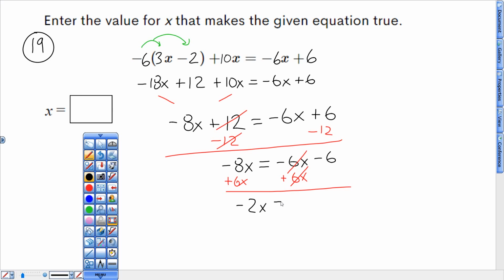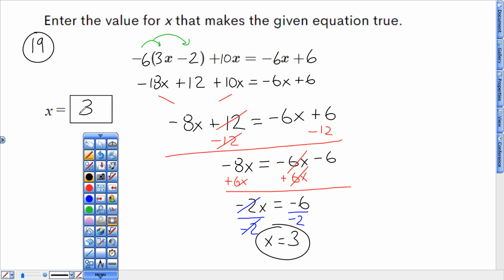Bring down your equal, bring down your -6. Last step involves something finally different than adding, subtracting, dividing. Divide by -2, and that gives me the whole number x equals 3. 3 is going to go right here.